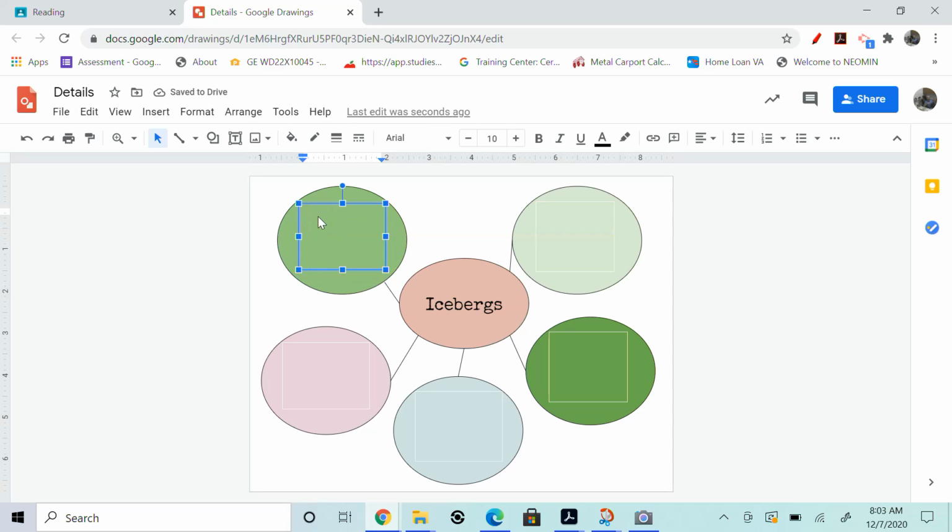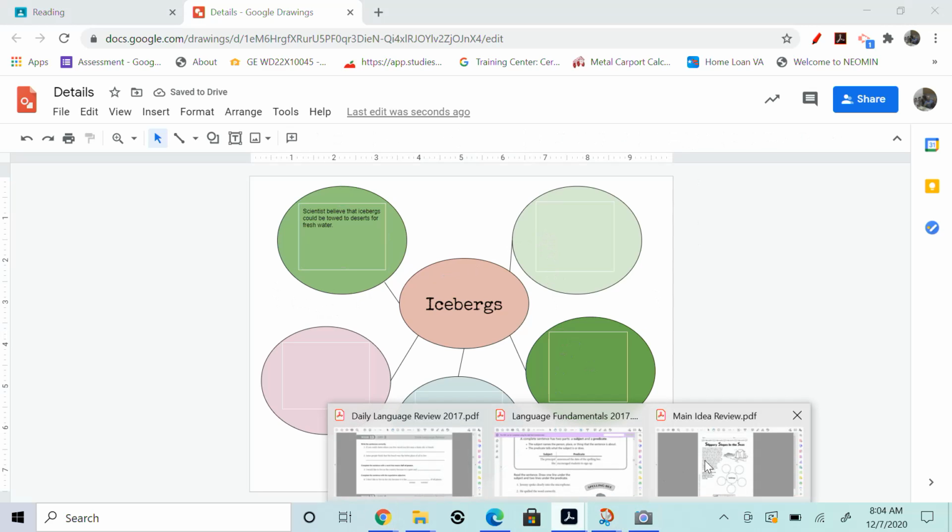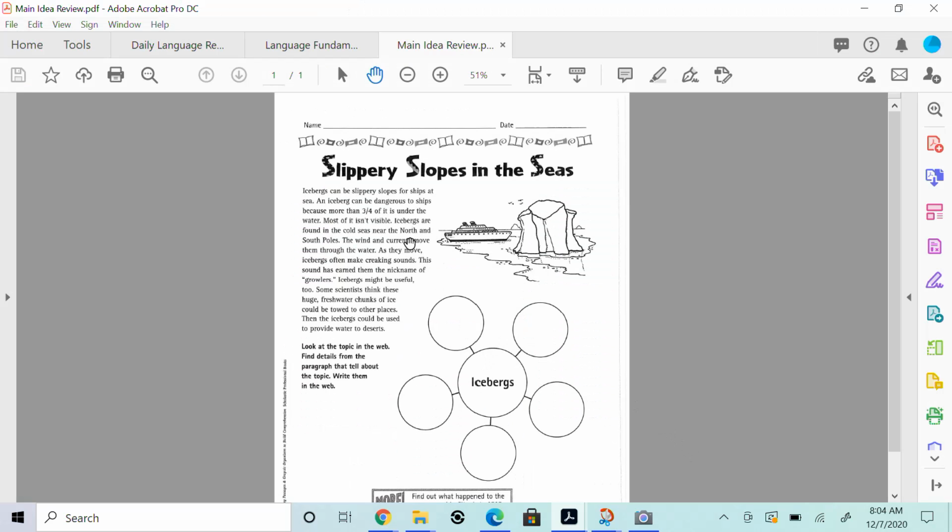Double click it, and then you would say, scientists believe that icebergs could be towed to deserts for fresh water. No place on earth needs water more than a desert, right? There you go, and there you have it. See if you can find four more details that tell about icebergs in this article.